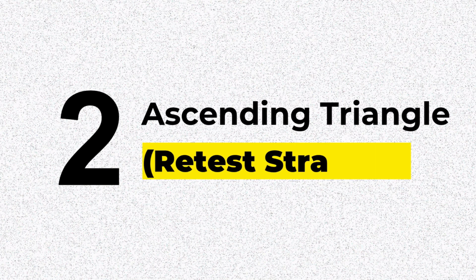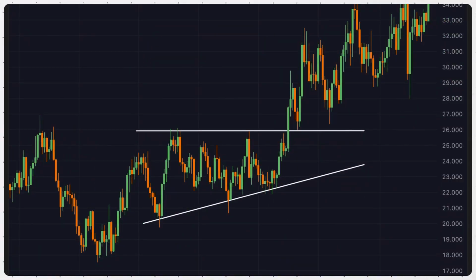Now the second and more conservative way to trade an ascending triangle is to wait for a retest. In the previous example, we entered right after a strong bullish candle closed above resistance. That captures momentum early, but some traders prefer additional confirmation.